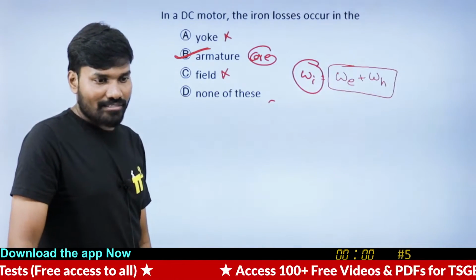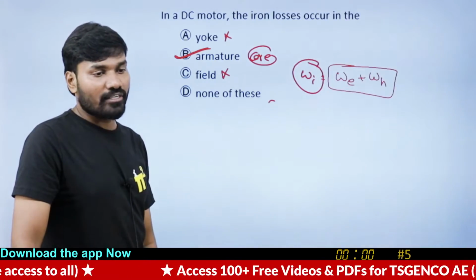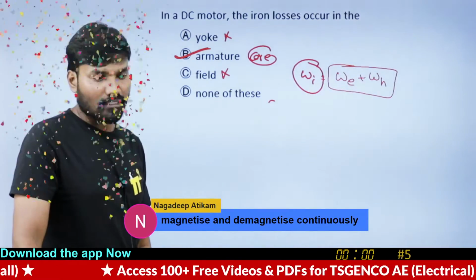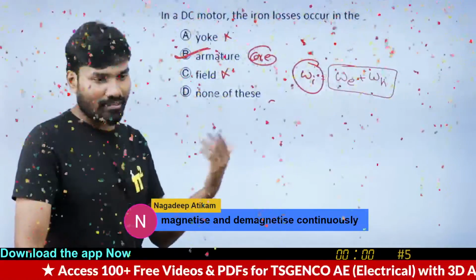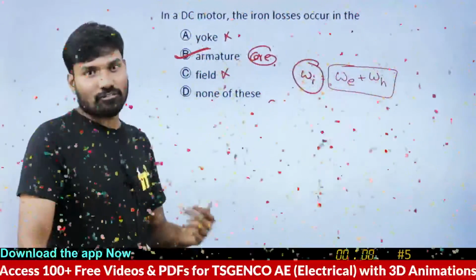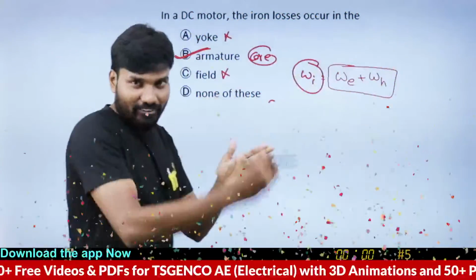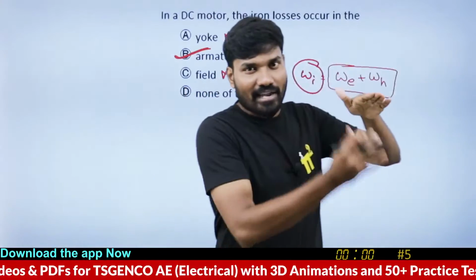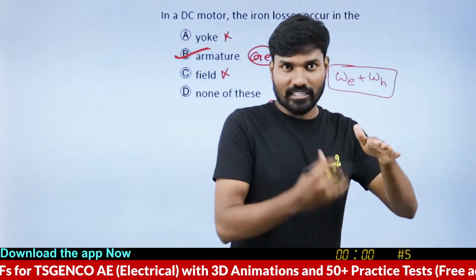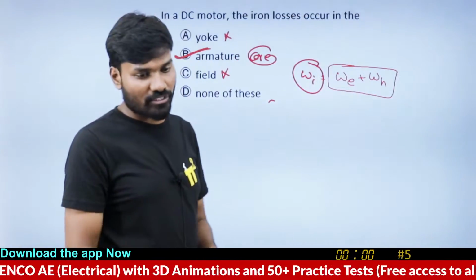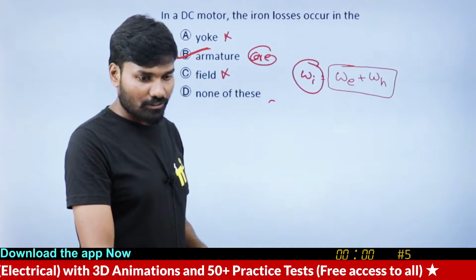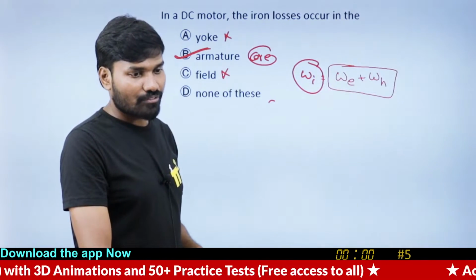Nagadeep is saying magnetizing, demagnetizing continuously. Absolutely, dear. You're absolutely right. Magnetization, demagnetization, this happens even when it is rotating. When it is rotating, steady flux is rotating, magnetizing, demagnetizing will happen. Okay, continuous change in flux. Yes, absolutely right. Hysteresis coefficient, good, 1.6.